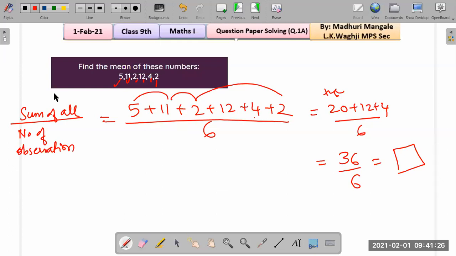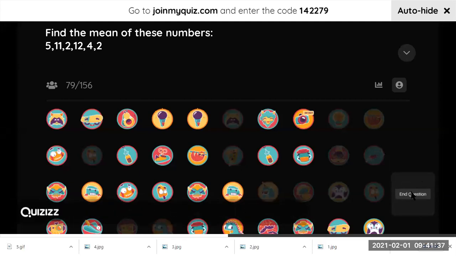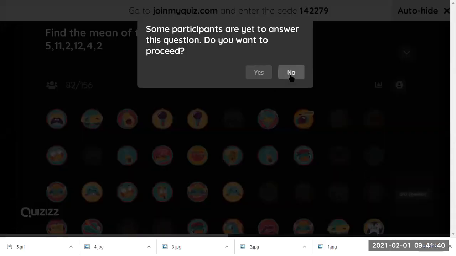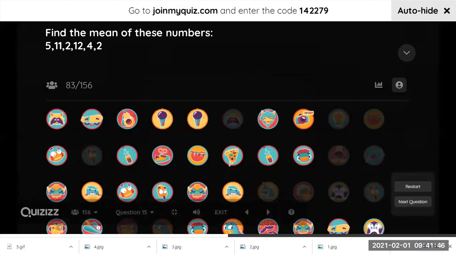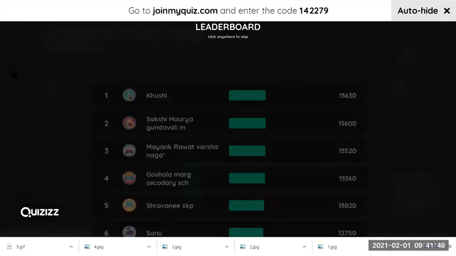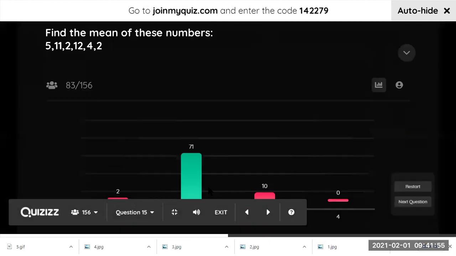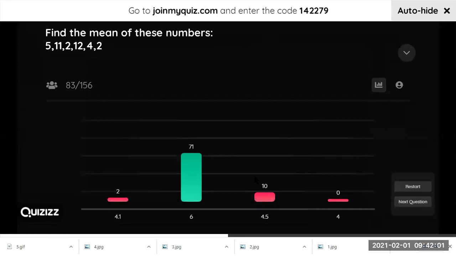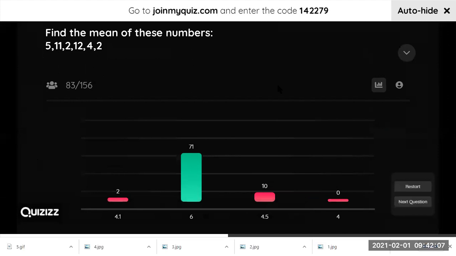Let's see how many of you have got it right. 79 of you have submitted the answers. Khushi is still on top. Sakshi, Mayank and Shravani are the top 5 students. Very good students, very good. And 71 of you have got it right. That's fantastic. I think we are running out of time, so I need to end the quiz.